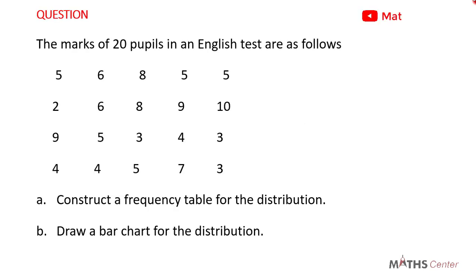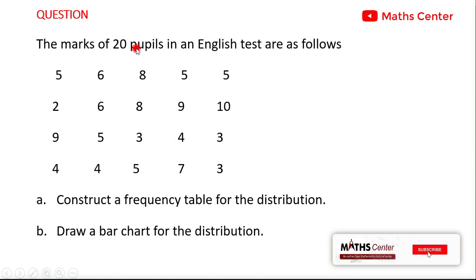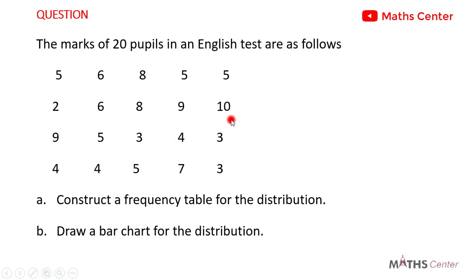Here is the question. The marks of 20 pupils in an English test are as follows. So we have the marks here. The question is saying that we should construct a frequency table for the distribution, and then we should draw a bar chart for the distribution. So we are going to do two things here. We will first construct a frequency table for the distribution. Then after that, we will use the data that we get from the table to draw a bar chart for the distribution.